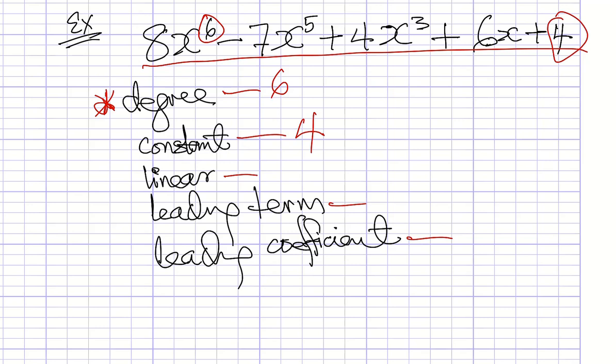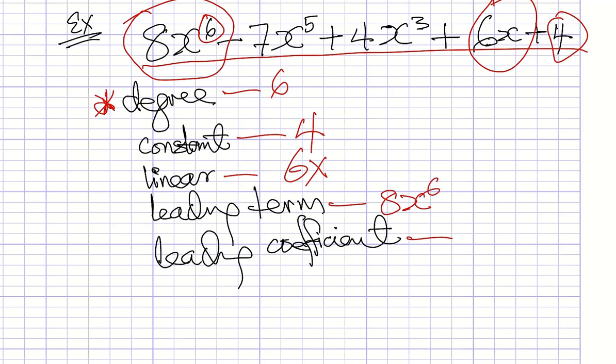What is the linear part? That's the linear term in this polynomial. See right there, 6x is the linear term because it has one exponent. The exponent there is 1. What is the leading term? The leading term is this one here. The leading term is 8x raised to power 6. The whole thing there is the leading term.